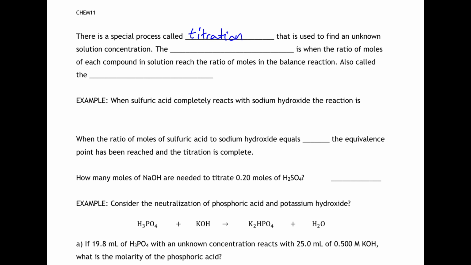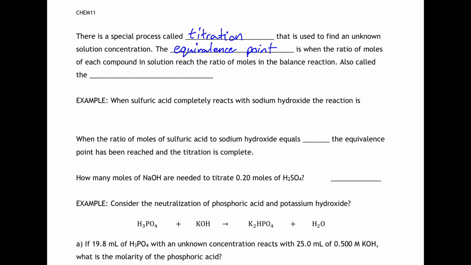Titration. Now, it's used to find the concentration of unknown solutions. When we mix these two together, we get what's called an equivalence point. When the ratio of moles in each compound in the solution reaches the ratio of moles in the balanced reaction. So at this point in the reaction, the mole ratio that's actually in the solution is the one that matches the balanced reaction. And therefore, you get a tipping point.